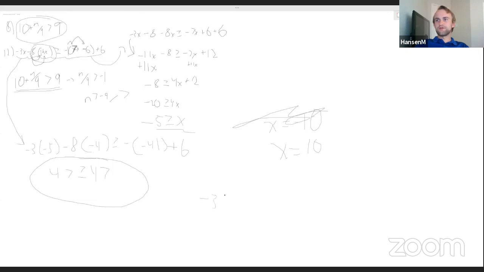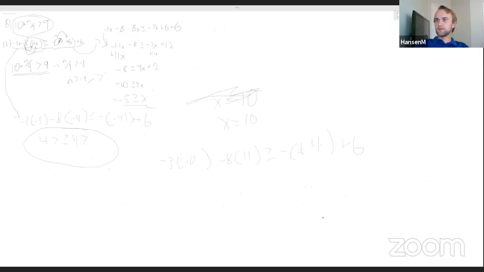So we're going to do negative 3 times 10 minus 8 times 11. I'm just going to solve these out as I write them in to save us some time. It'll be negative 64 plus 6. Now I can already tell you this is going to be negative 118 greater than or equal to negative 58.